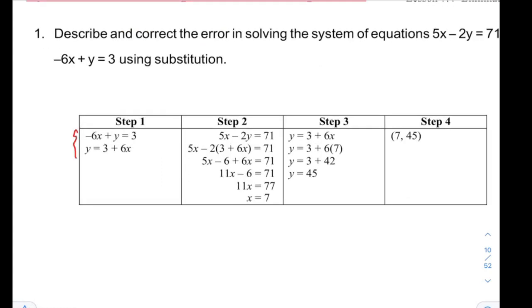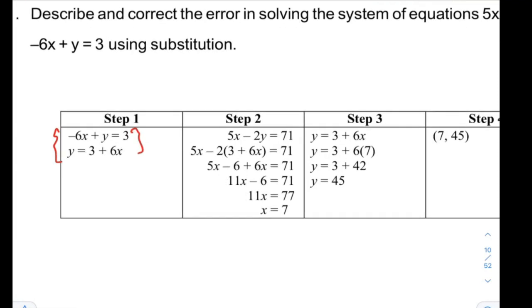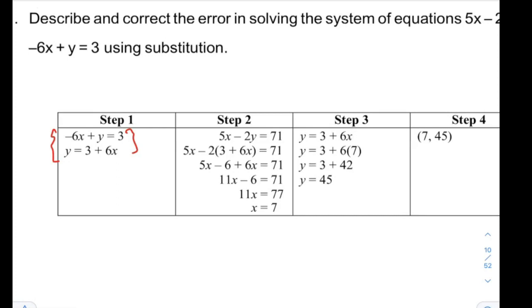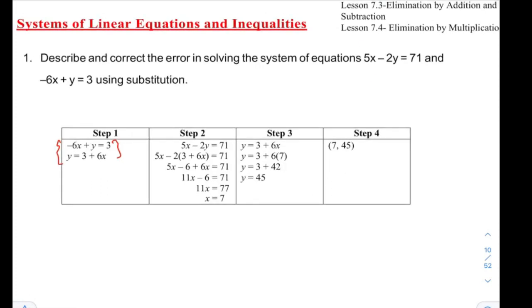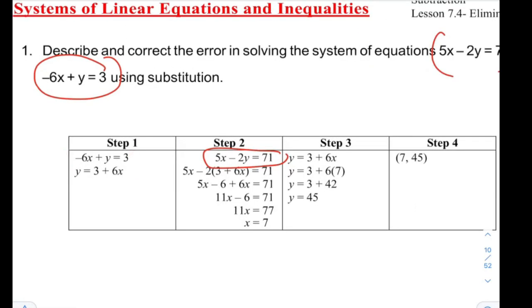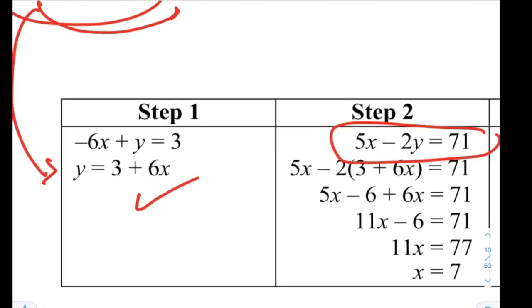Let's describe and correct the error in solving the system of equations mentioned here. This is the system of equations that we need to solve. So what did he do here? Simply, he has used 5x minus 2y equals 71. This is the equation, and this is the equation. The second equation, which is this one, has been solved for y. We have isolated the y, and it's easier to isolate for y since y has a coefficient of 1. So just take the negative 6 there. So this is true: y equals 3 plus 6x.